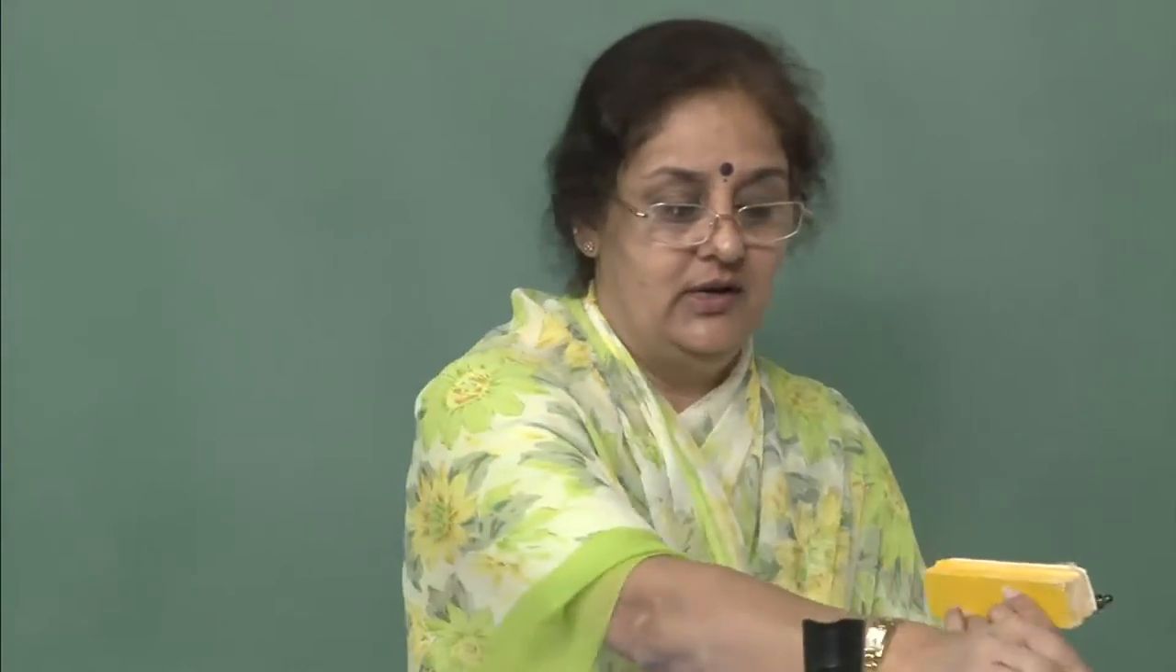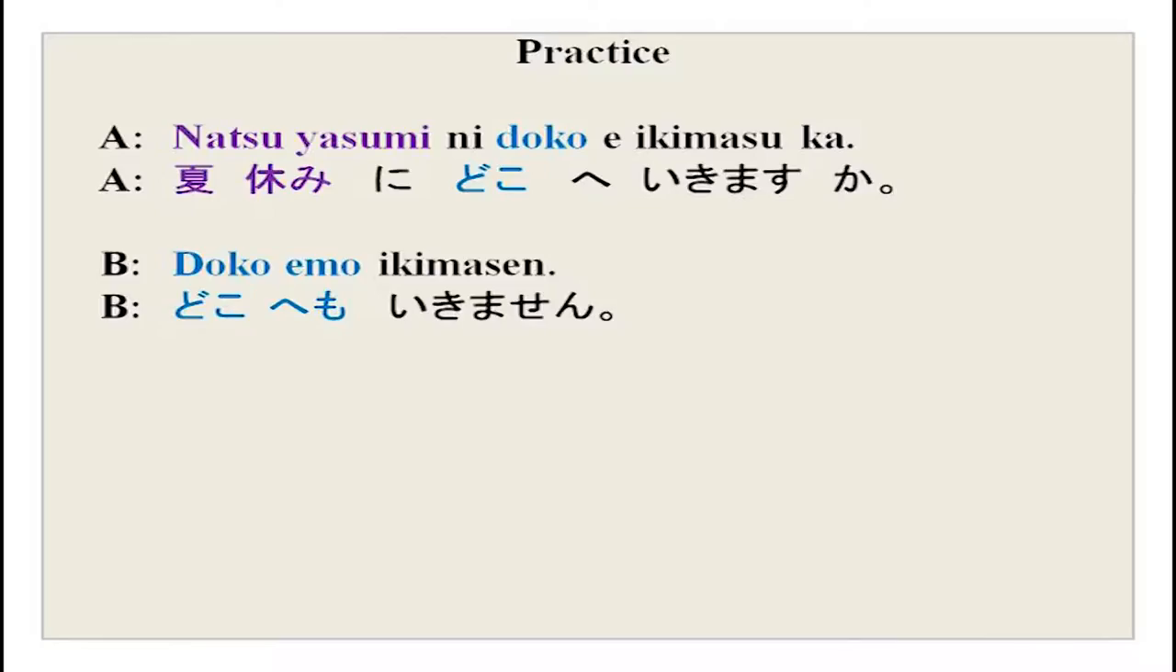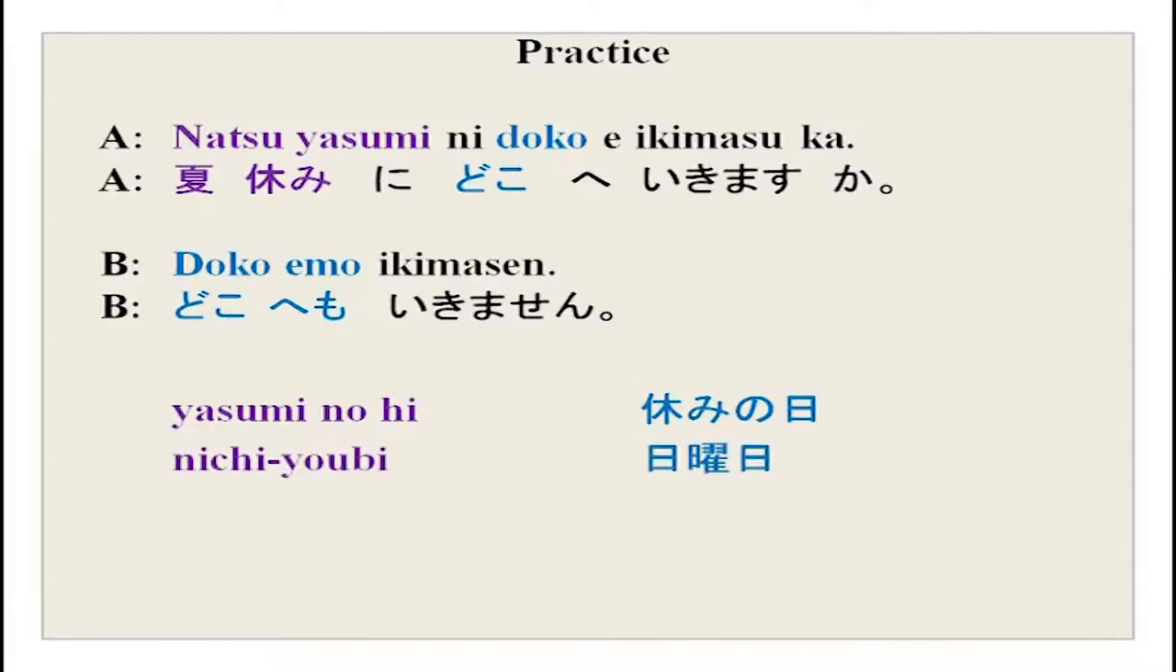Over here for natsu yasumi, you can replace it with yasumi no hi ni doko e ikimasu ka? Nichiyobi ni doko e ikimasu ka? Ashita doko e ikimasu ka? Or fuyu yasumi ni doko e ikimasu ka? Fuyu is winter. Fuyu yasumi ni doko e ikimasu ka?